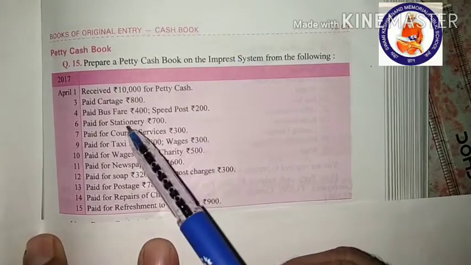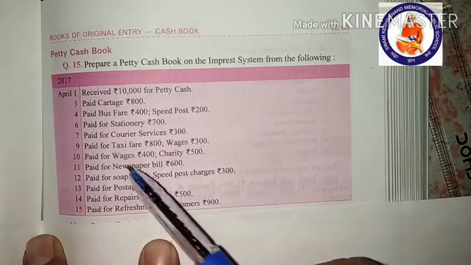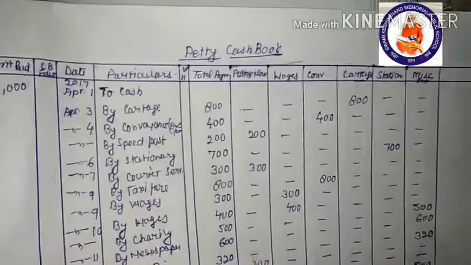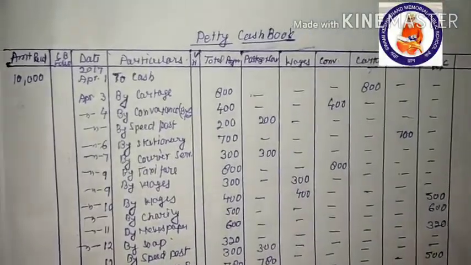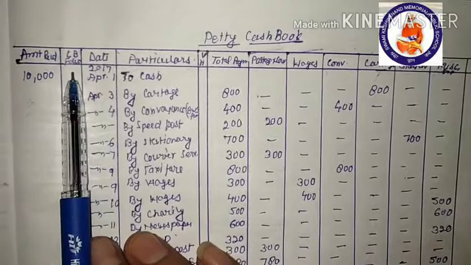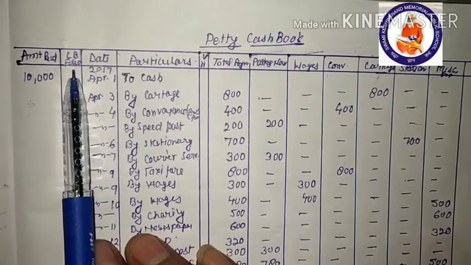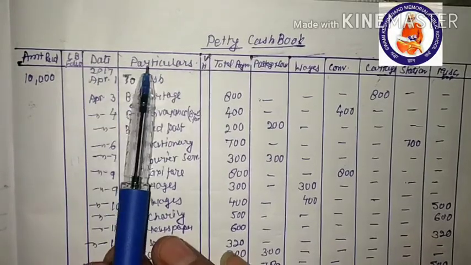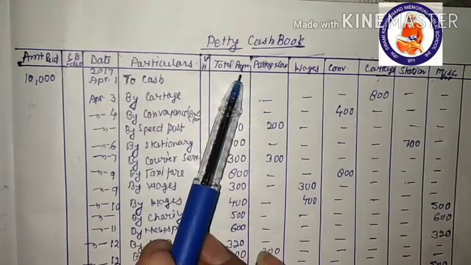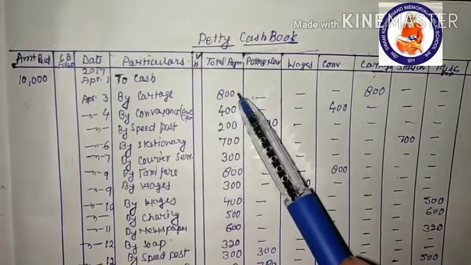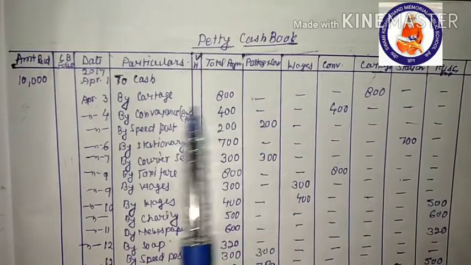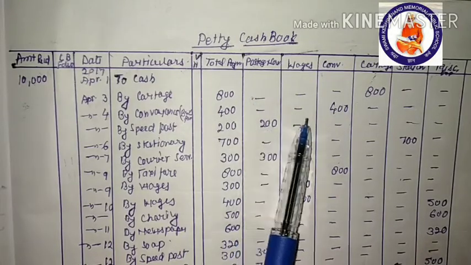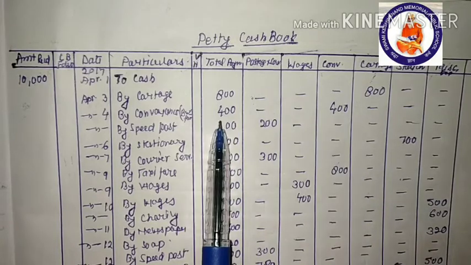As I told you, this is the petty cash book, in which different columns are there. Amount received, cash book folio, date, particulars, voucher number, and total amount. All the amounts are entered in the total column, and then these amounts are put in different columns related to that particular expense.